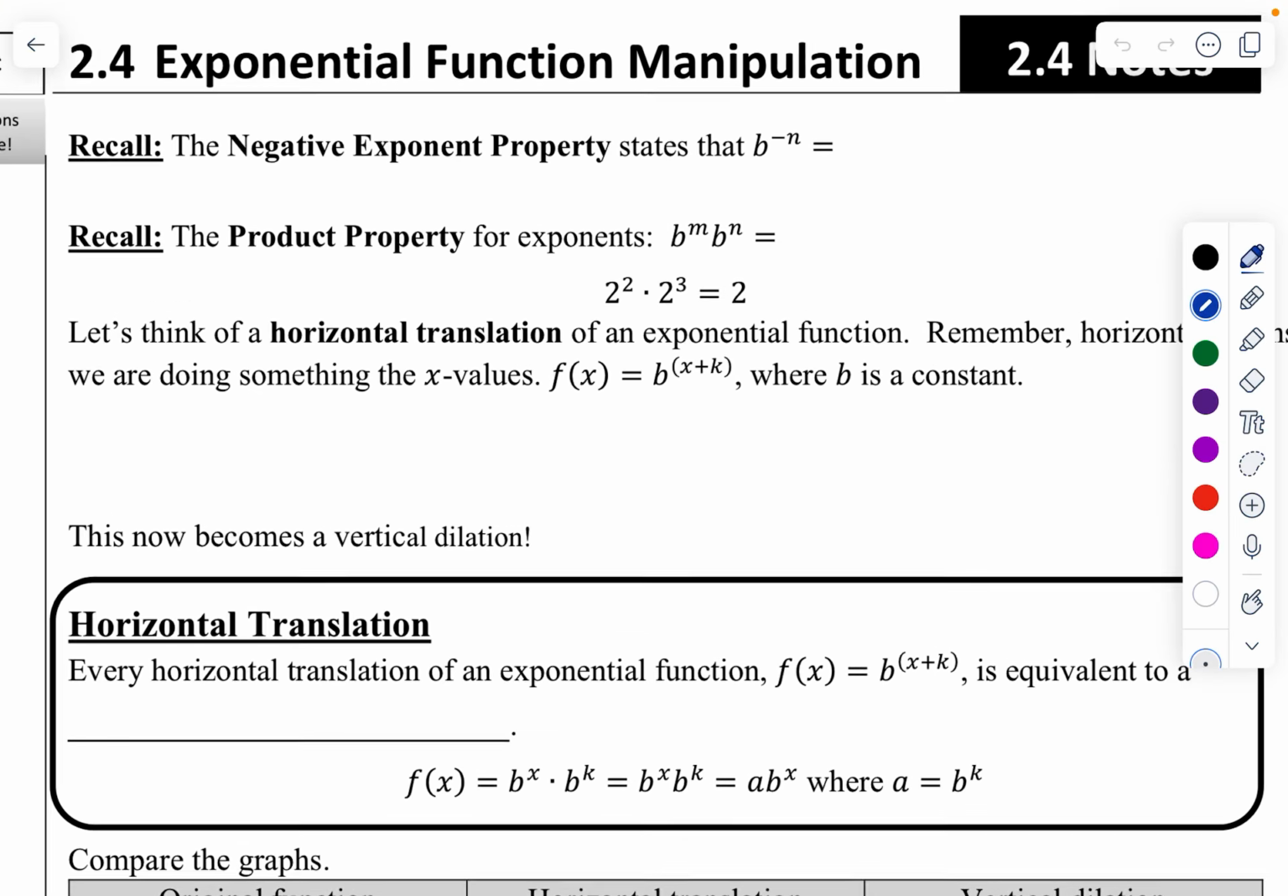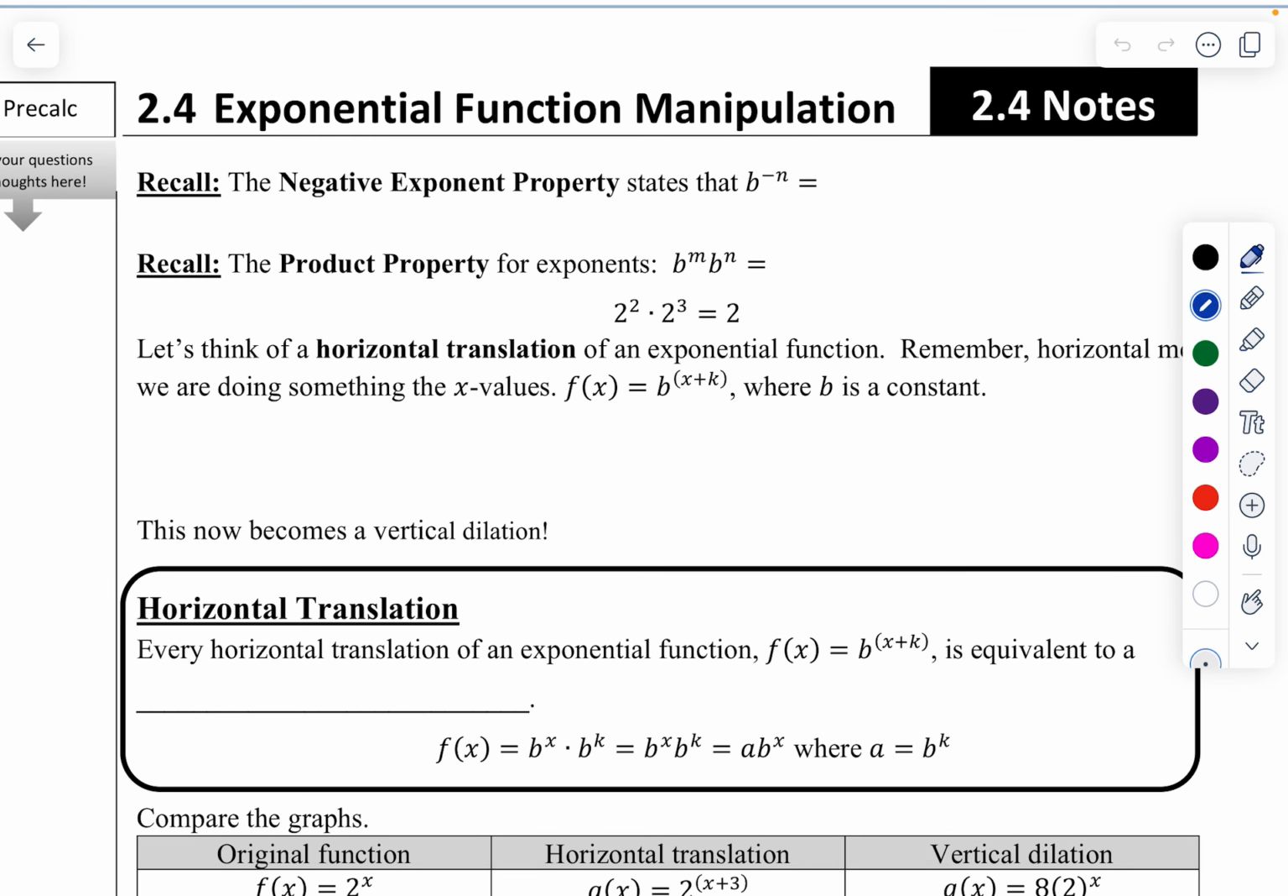Hey everybody, we're going into section 2.4. We're talking about exponential function manipulation. And this is a really great way to think about this because I want you to start thinking about what are equivalents in your mind and how can we manipulate it to be the way we want it to be. This is when we start to really see where math comes in.